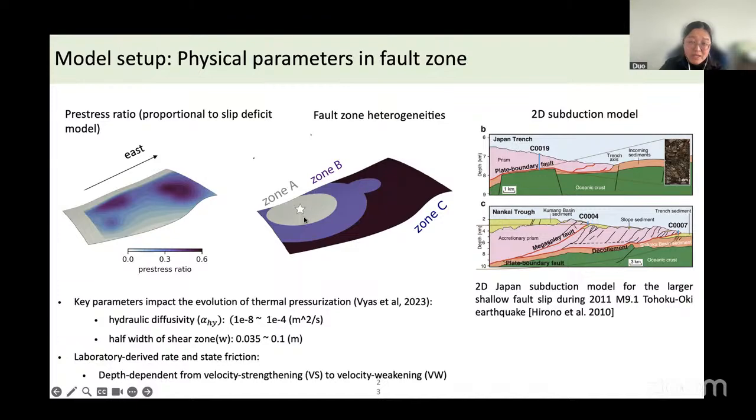In zone A, we have a larger hydraulic diffusivity and a smaller shear zone distance. It will promote faster evolution of temperature and fluid. But outside, in zone B and zone C, these two parameters are reduced. So we want to test if a conceptual model like this could explain the deeper rupture in this area.